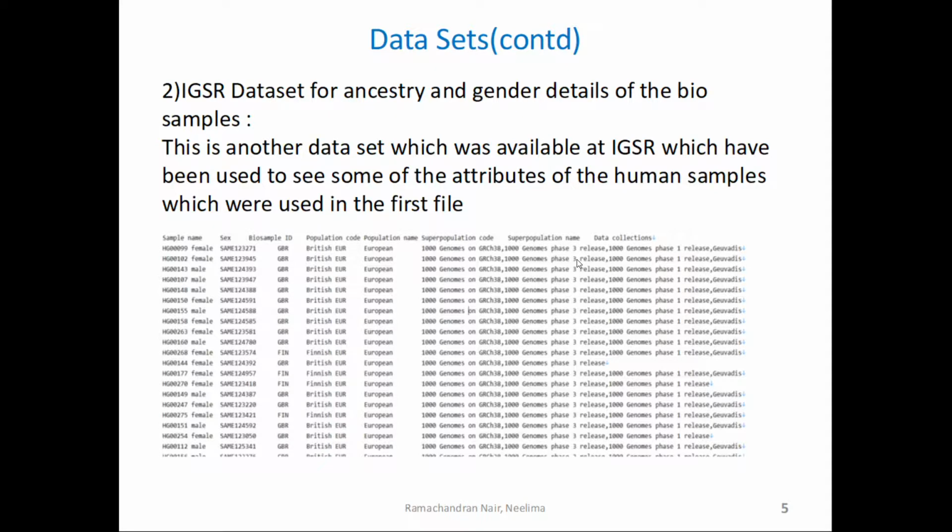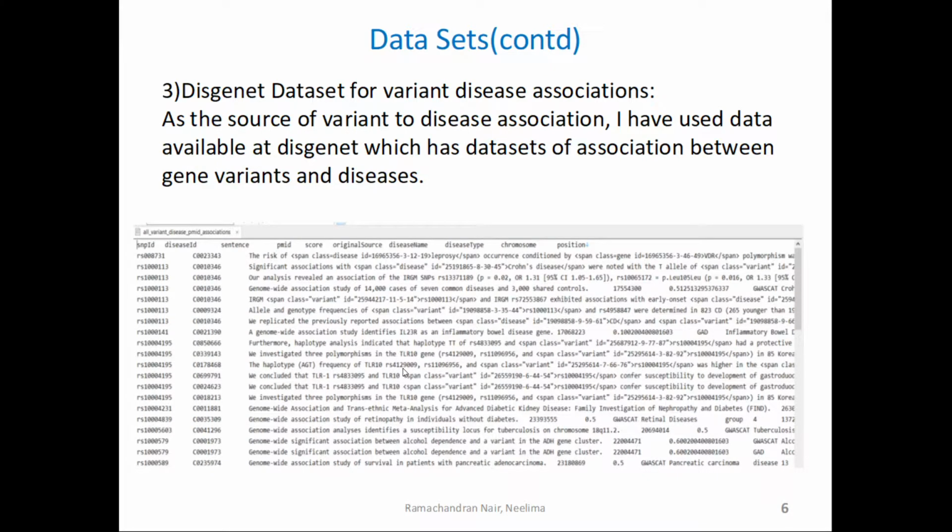The second file I have used is from the same source. This is a complementing file to the first data set, wherein you can find the gender and ancestry details for the samples present in the first file. The third file I have used is from DisGeNET. They provide a data set which has the gene and disease association. They also have curated and all-variant versions of it. I have just used the all-variant version in my case.